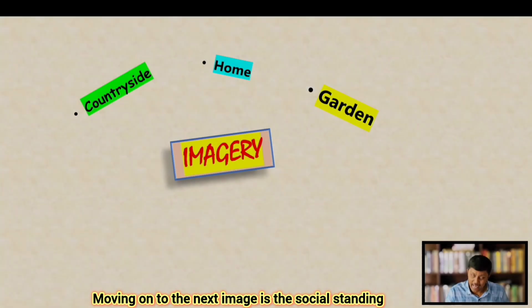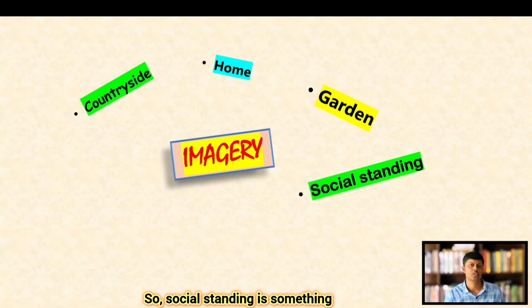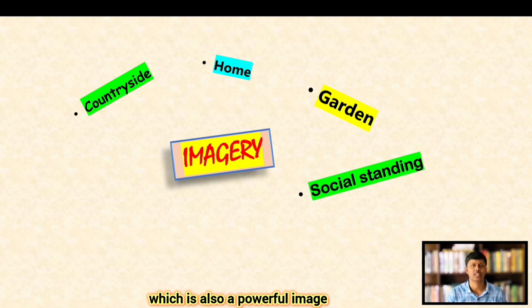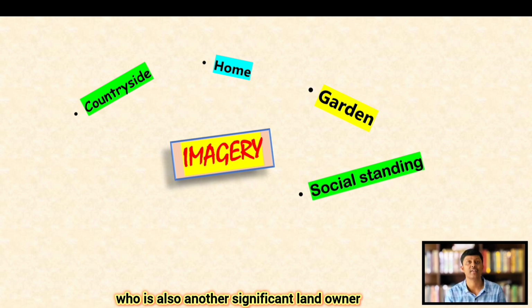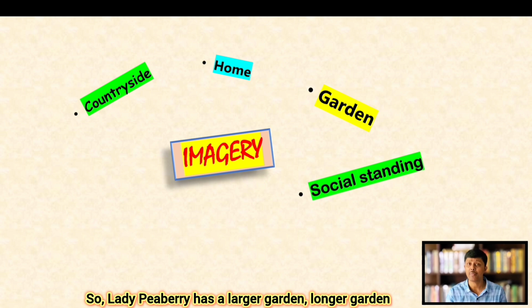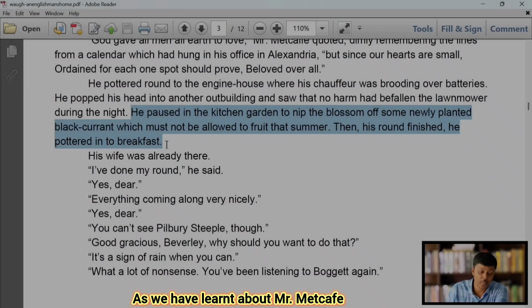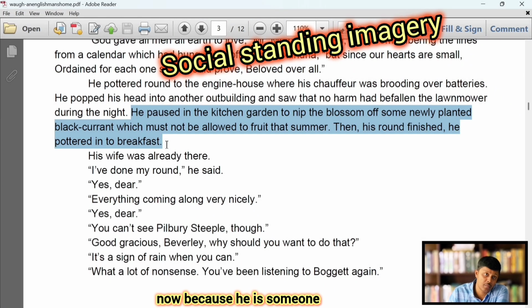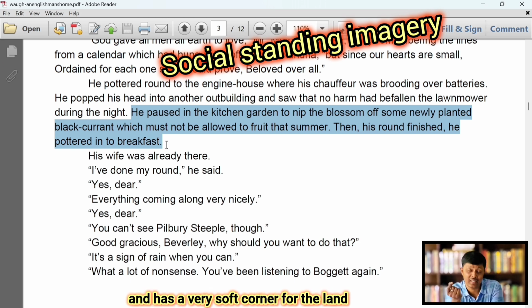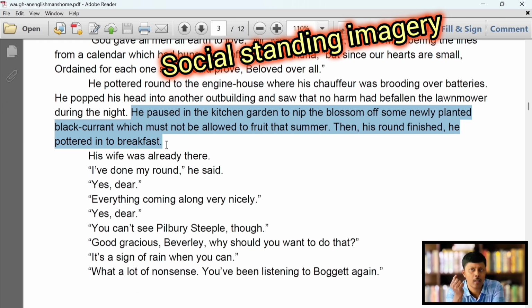Moving on, the next image is social standing. Social standing is also a powerful image, because Lady Peabury, who is another significant landowner, has been living on that land previously. So Lady Peabury has a larger, longer garden, and she also has a different kind of social standing, just like Mr. Metcalfe. As we have learned about Mr. Metcalfe, because he is someone distinct who has a very soft corner for the land, pastures, home and garden, his social standing is different from the others, and he is thinking in that way.